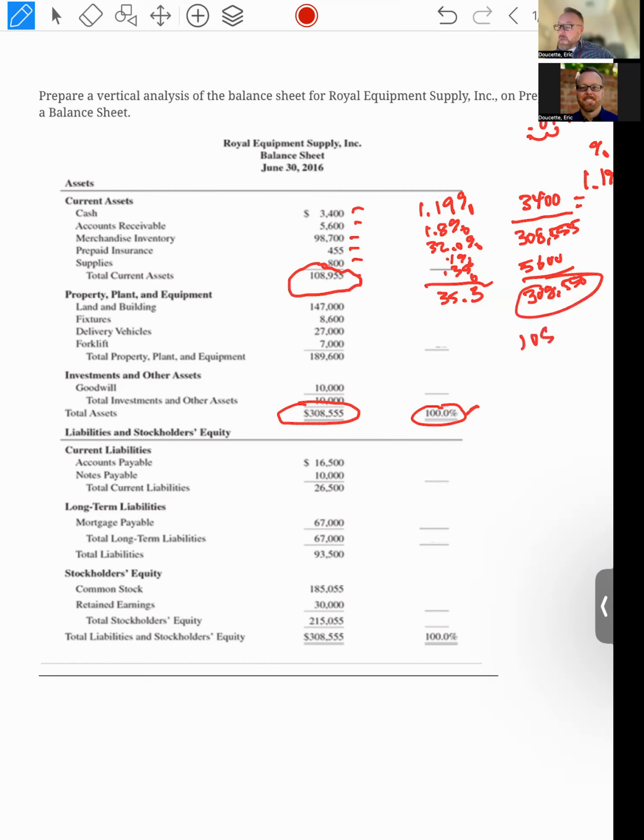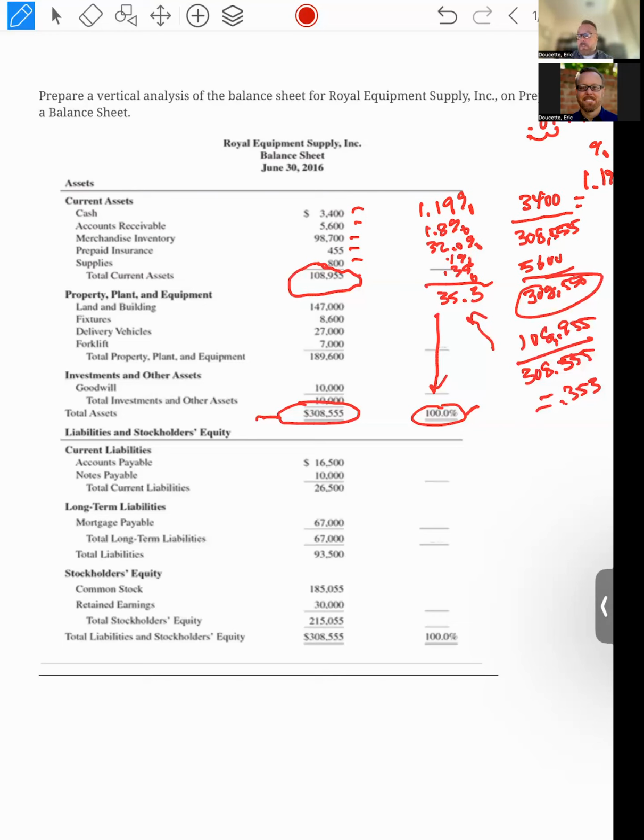I would also be able to divide this full total amount by this amount. So 108,955 divided by 308,555, and that would give me an answer of 0.353, and that would give me the 35.3%. So anyway, I'd go all the way down with all these factors, all dividing them all by the 308,555, and whatever percentage they are means that is the percentage of that category to total assets.